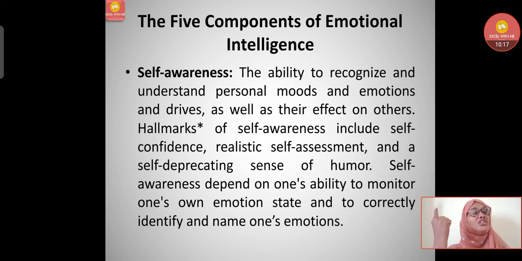First one is, as we have discussed already in the general attributes of emotional intelligence, self-awareness: knowing about ourselves, recognizing and understanding personal moods and emotions. Sometimes when we talk to people, if our mood is not perfect, we won't be able to connect with those people, and our drives as well as their effect on others. Then hallmarks of self-awareness include self-confidence, realistic self-assessment, and a self-deprecating sense of humor. Self-awareness depends on one's ability to monitor one's own emotional state, and to correctly identify and name one's emotions. So self-awareness is very, very important. Even Daniel Goleman has supported it.